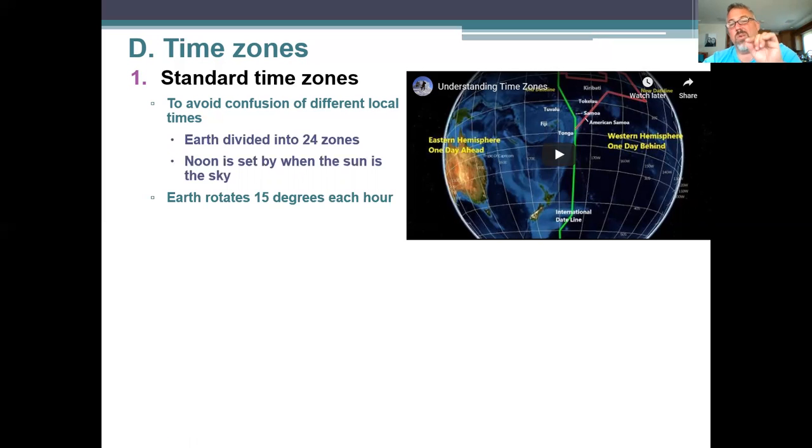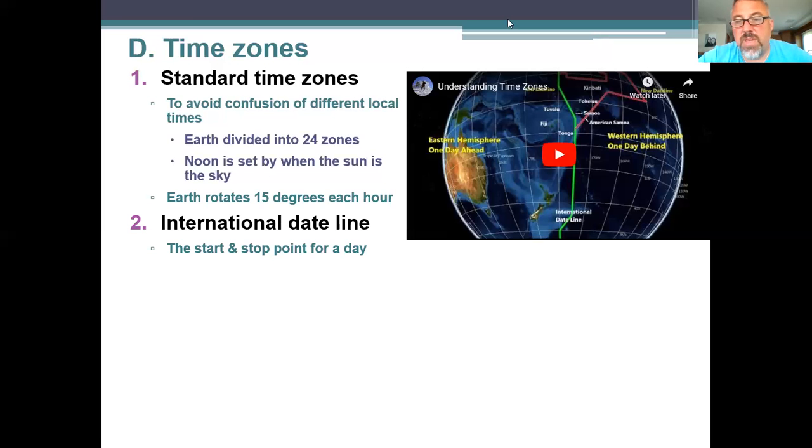Now, what do we know? We have our Earth, and it is 360 degrees. Divide that by 24, and you get 15 degrees each hour.